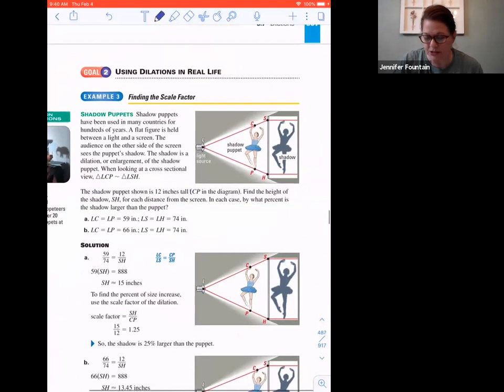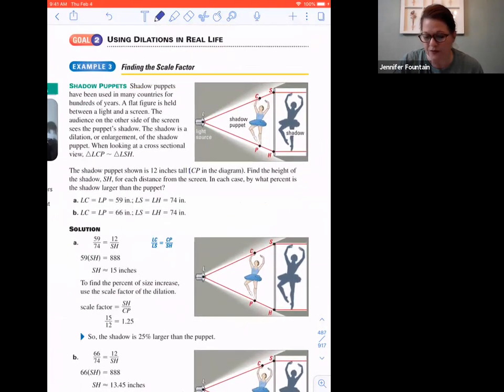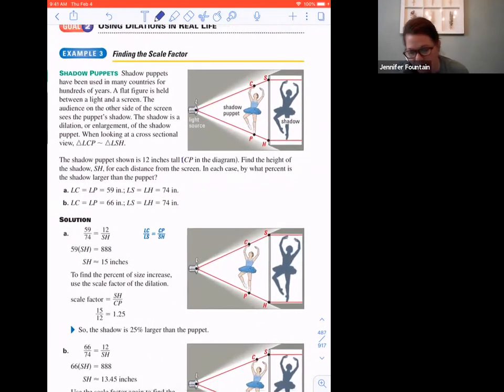All right, goal 2, using dilations in real life. It says example 3, finding the scale factor. We have shadow puppets. A shadow puppet has been used in many countries for hundreds of years. A flat figure is held between a light and a screen. The audience on the other side of the screen sees the puppet shadow. The shadow is a dilation or an enlargement of the shadow puppet.